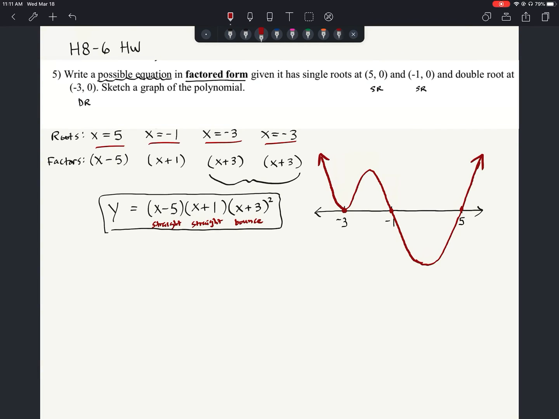If your graph ended up being the opposite of that, where it's flipped and going down, that would be correct. Just make sure you include a negative in the equation that you've started on the left side.